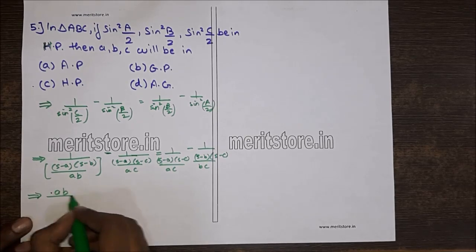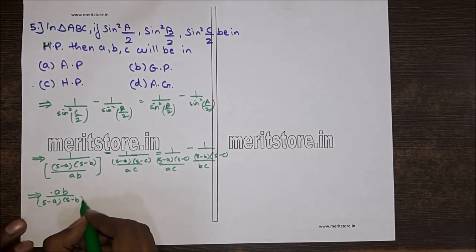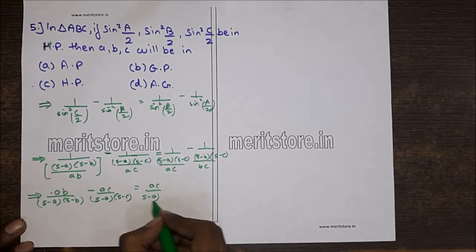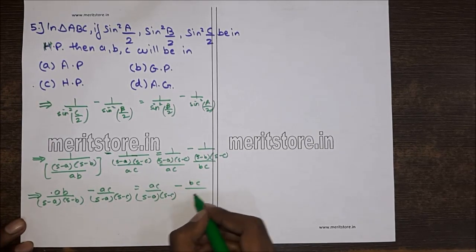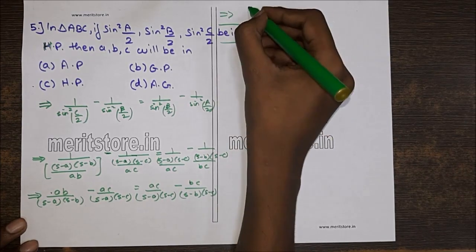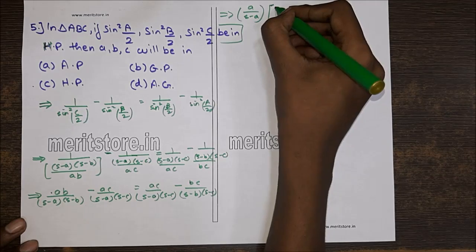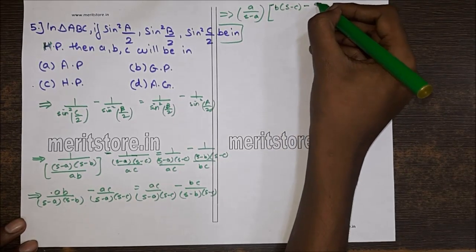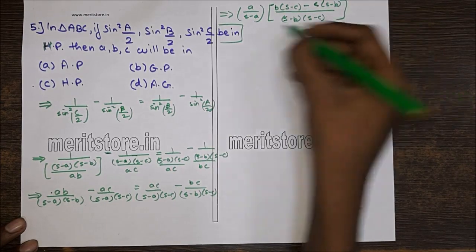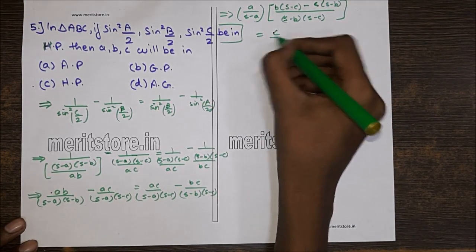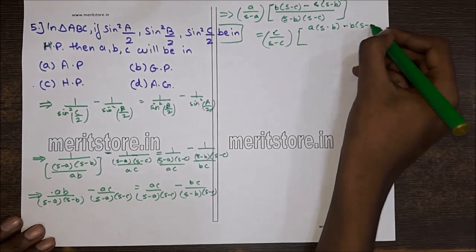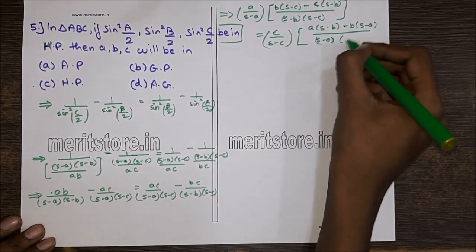that is ab upon (s minus a)(s minus b) minus ac upon (s minus a)(s minus c) is equal to ac upon (s minus a)(s minus c) minus bc upon (s minus b)(s minus c). Now in LHS we take a upon s minus a common, so we are left with b(s minus c) minus c(s minus b) upon (s minus b)(s minus c), that is equal to RHS. In RHS we take c upon s minus c common, so we are left with a(s minus b) minus b(s minus a) upon (s minus a)(s minus b).